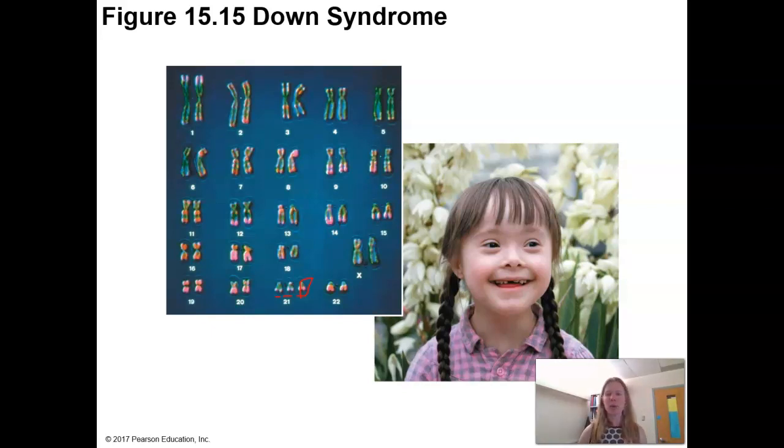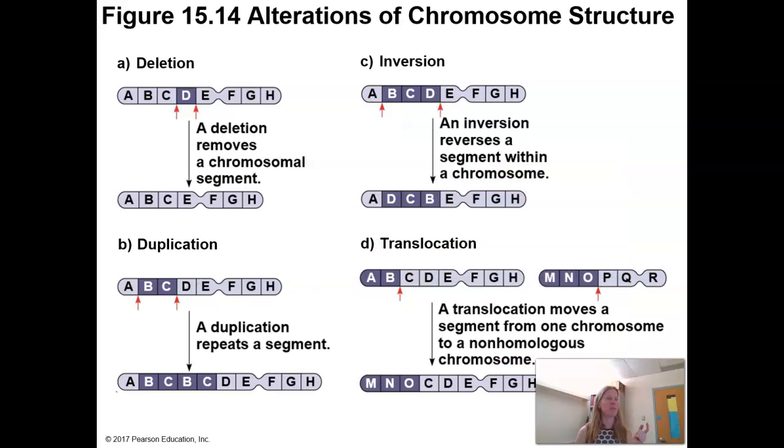But this can also happen other ways other than non-disjunction. There are all sorts of abnormalities, alterations that can take place in chromosome structure. A chunk of a chromosome can get deleted or duplicated or flipped, which doesn't sound like it would be too big of a deal. This is what's called a translocation. And so what's happening here is we're moving a segment from one chromosome and swapping it. I guess they're showing this one going over here.